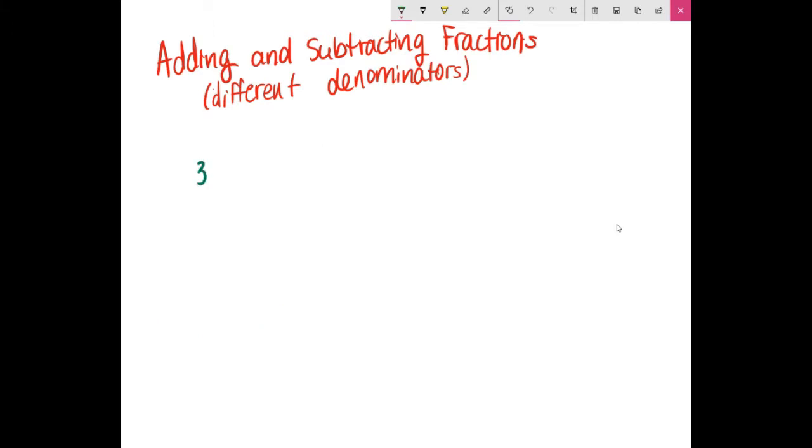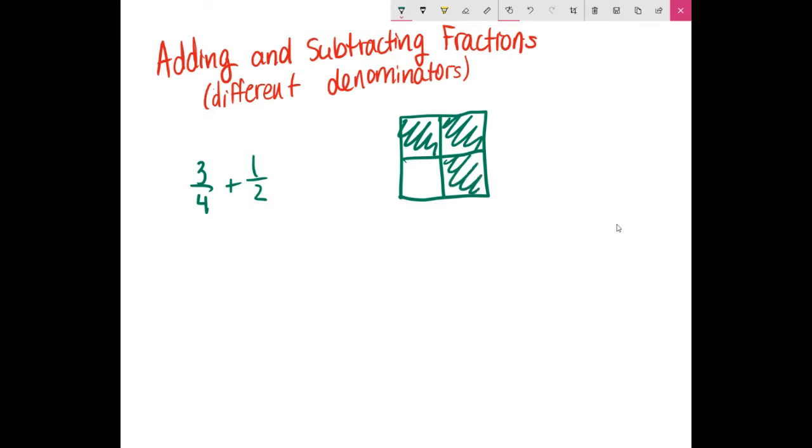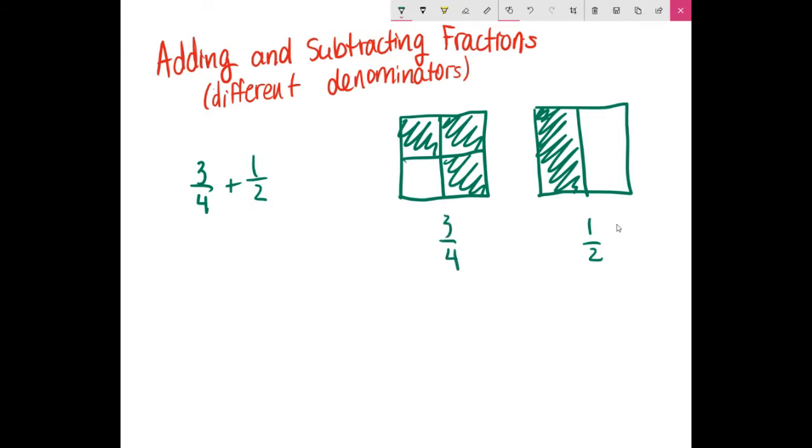Let's do another example. 3/4 plus 1/2. Okay, so we have 3 out of 4 pieces shaded, and then we have 1 out of 2 pieces shaded. That's 1/2. So that's what this means.